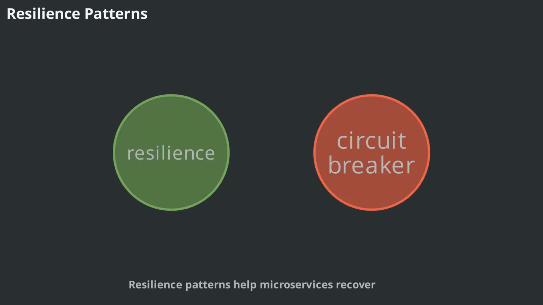Resilience patterns help microservices recover from failures and maintain availability. Circuit breakers, retries, and bulkheads are common patterns used in Spring Boot applications. Interviewers may ask about resilience strategies, handling failures, and optimizing performance. Understanding resilience patterns is key to designing robust, reliable systems.